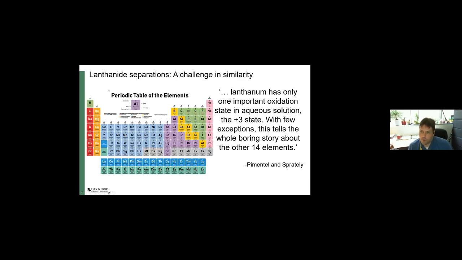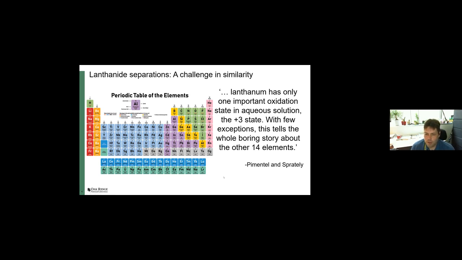And one thing we want to focus on here is lanthanide separations. The problem with lanthanides is sort of summarized here in this quote from Pimentel and Spratley: lanthanum, that's this group of things down here, this row of elements, has only one important oxidation state in aqueous solution, the +3 state. With few exceptions, this tells the whole boring story of the other 14 elements, right?